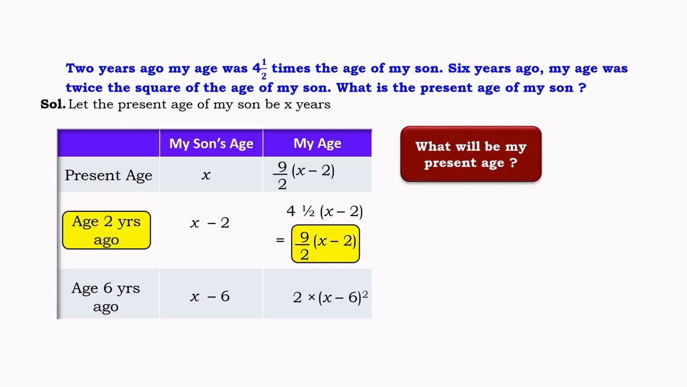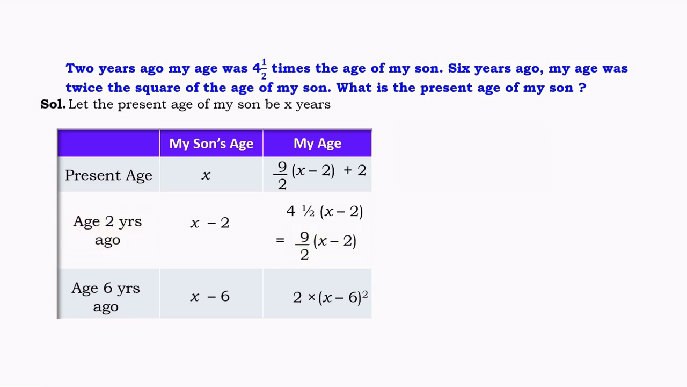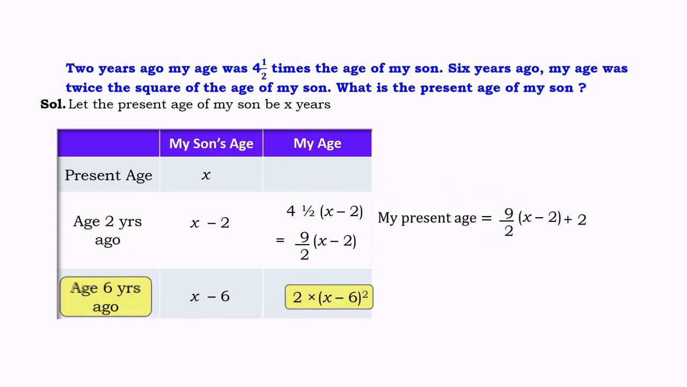6 years ago, the son's age was x minus 6 years. According to the question, the father's age 6 years ago was twice the square of the son's age 6 years ago. Therefore, the father's age 6 years ago was 2 multiplied by the square of x minus 6. To get the father's present age, we add 6 years. So, the father's present age becomes 2 multiplied by the square of x minus 6, plus 6.